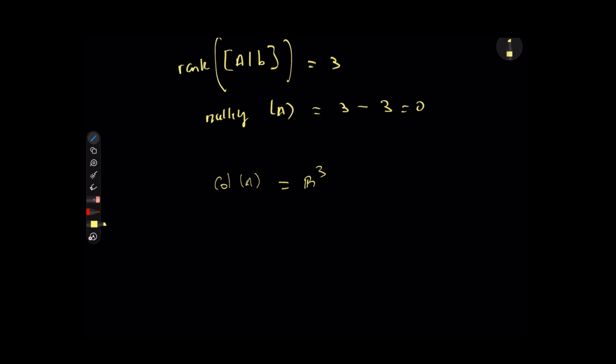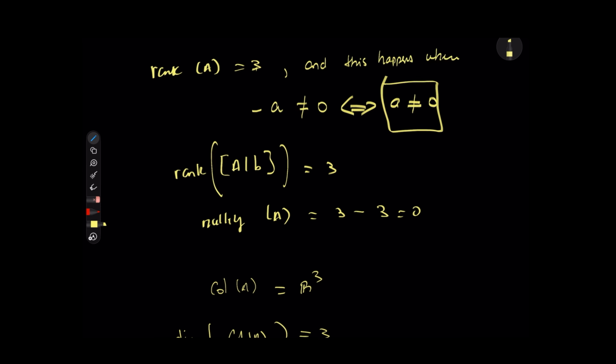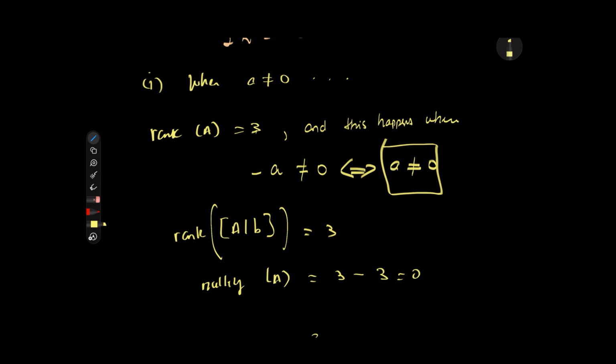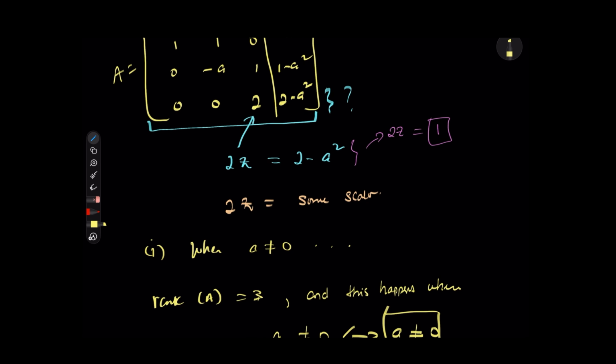So what is the dimension of the column space? The dimension of the column space of A is also equal to 3. Okay, what about the row space? Let's go back to the matrix again. Right, the row space here has the same dimension as the rank. The row space here as well is also 3.